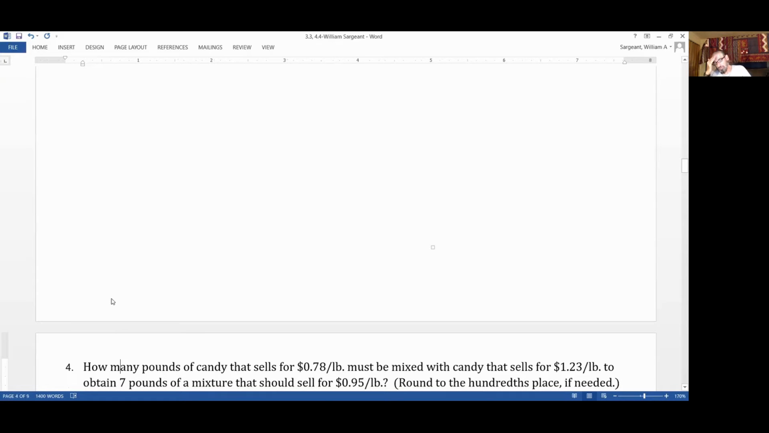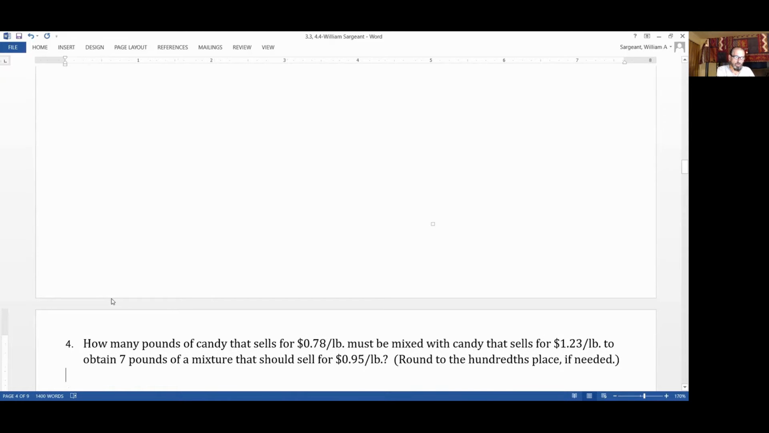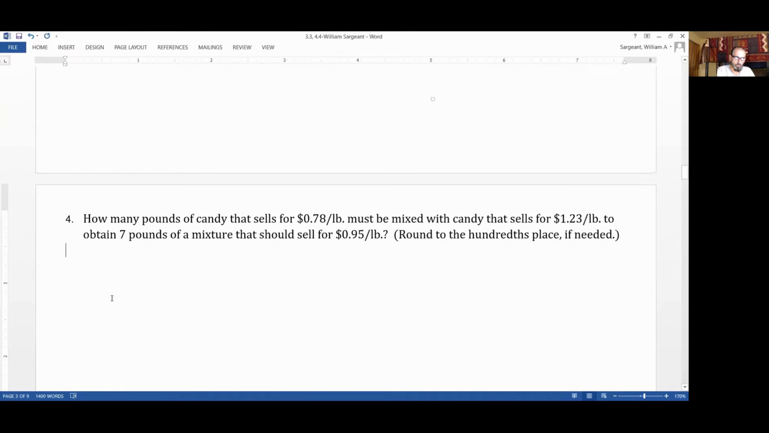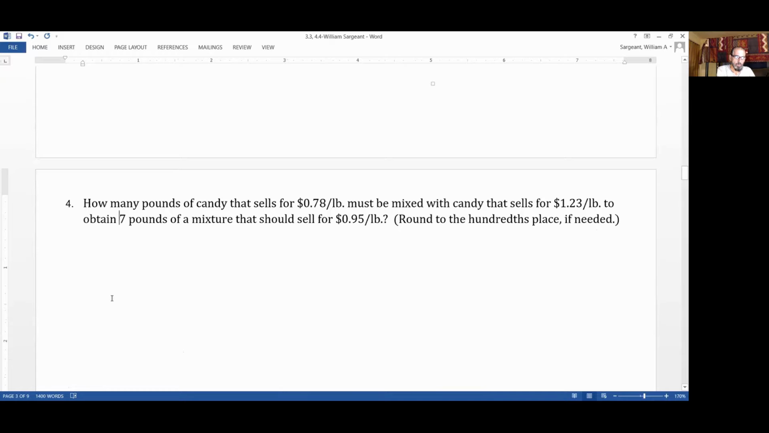So in that previous question, you could think of that as a mixture of two investments. Previous to that was a mixture of two chemicals to get a new strength for that chemical. Now we're mixing two types of candy.